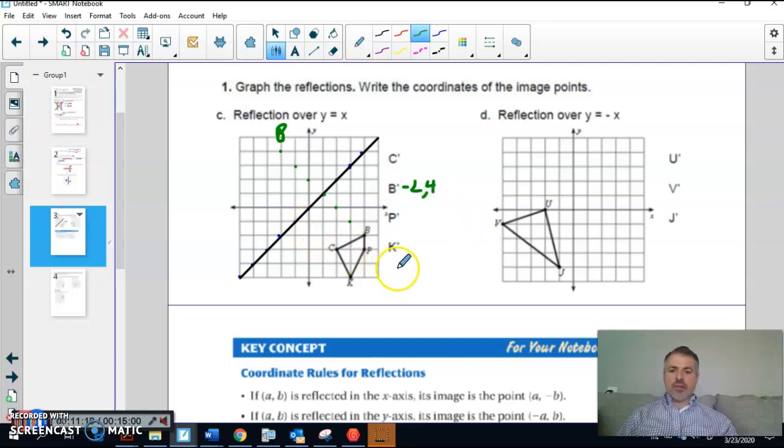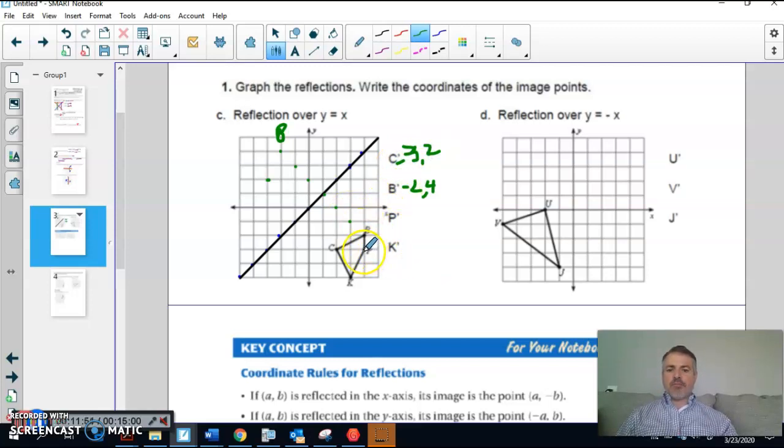Alright, so now let's try to reflect point C. Point C, I'm going to count perpendicular distance using these diagonals. There's 1 diagonal, 2 diagonals, and a half. C prime ends up right there, which is at -3, +2. That is a negative, so we don't lose track of that. All right, so there's my C prime.